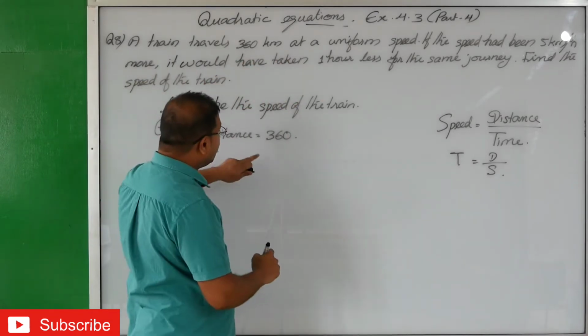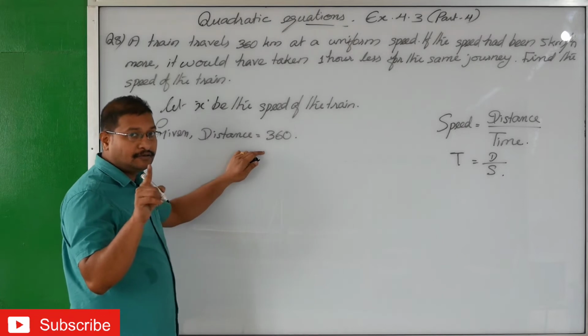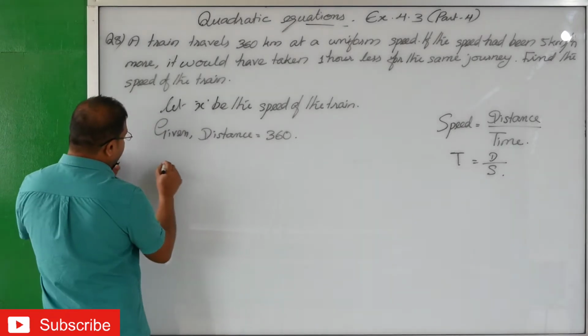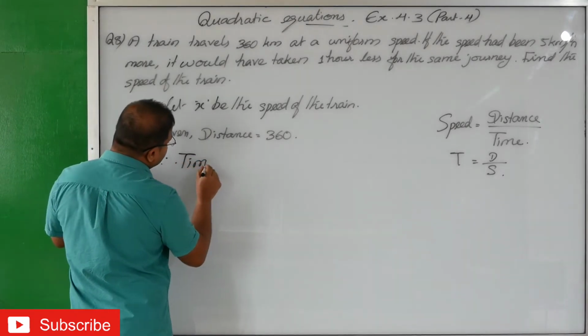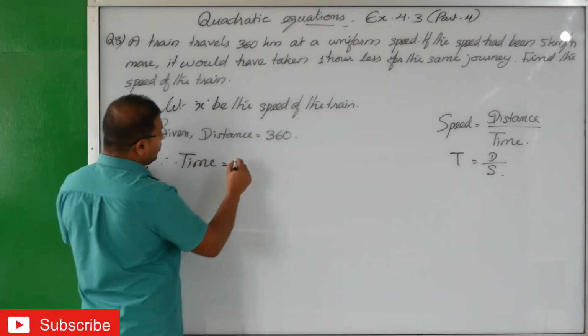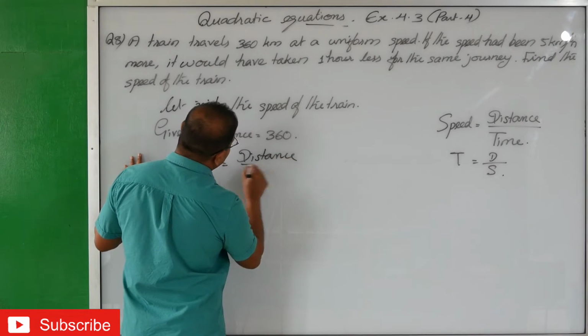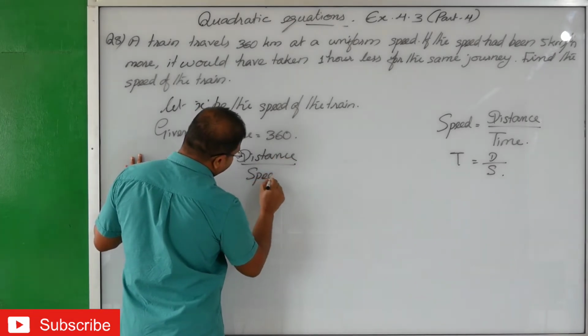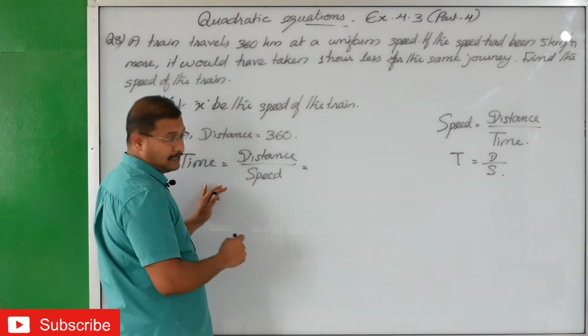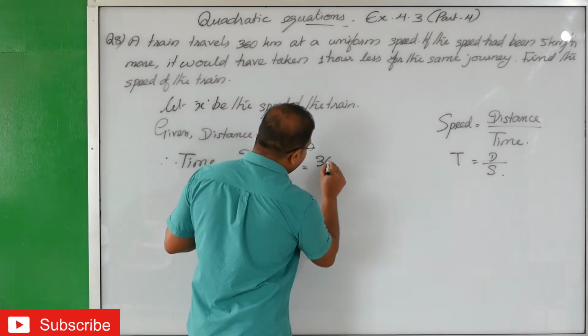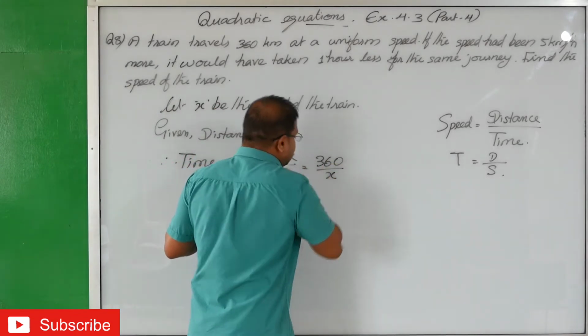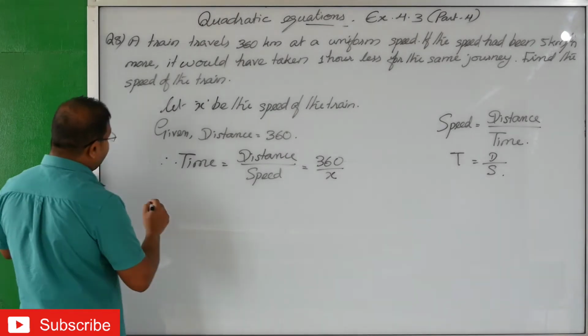Now, for the first case, a train travels 360 km at a uniform speed. So from here, you can find out the first time. Therefore, time equals, what will you do? Distance by speed equals, distance is 360 divided by speed is x. Ready? Now second case.